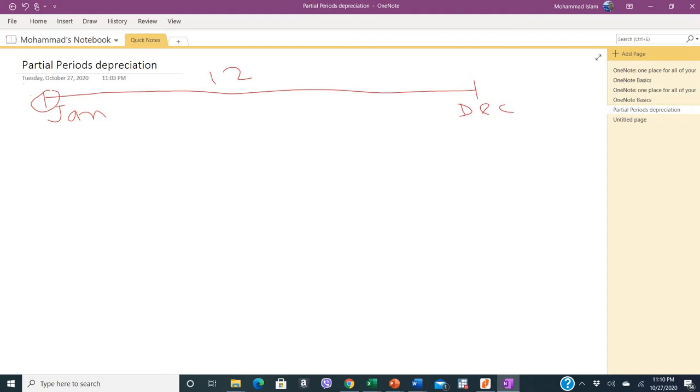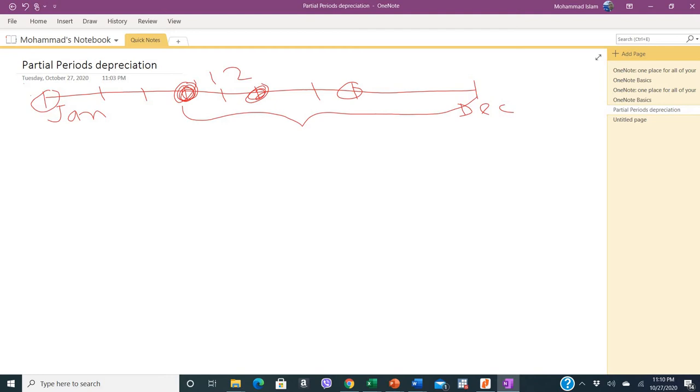This doesn't happen always. Sometimes we may acquire assets in April, or in June, or sometimes in August. So at this time, we may acquire some assets, and in that case, we need to calculate depreciation for this period of the year. Okay, let's have an example.